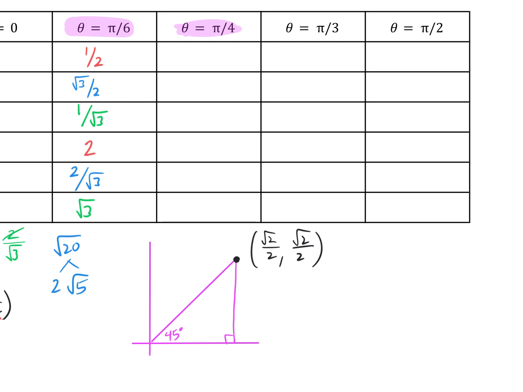Now I want to know my sine value. My sine value of this angle, 45 degrees, is technically opposite over hypotenuse. Well, if my hypotenuse is 1, it's just my y value. So my y value is just square root of 2 over 2. Which means that my reciprocal function is going to be what? My cosecant value from sine is going to be 2 over the square root of 2.